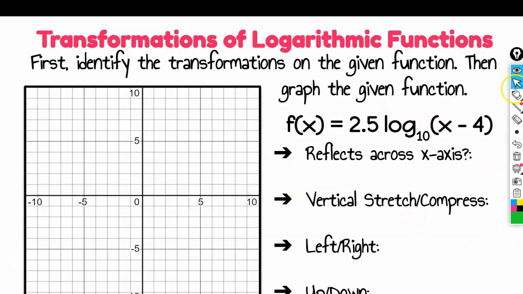So our first example that we're looking at, we have this one, and I like to always start out in order of A and then h and then k. So first I'm looking at A. My A is 2.5. The first question is, does it reflect across the x-axis? Well, hopefully you are able to recognize that 2.5 is a positive number. Since it is not negative, no, it does not reflect across the x-axis because 2.5 is positive.